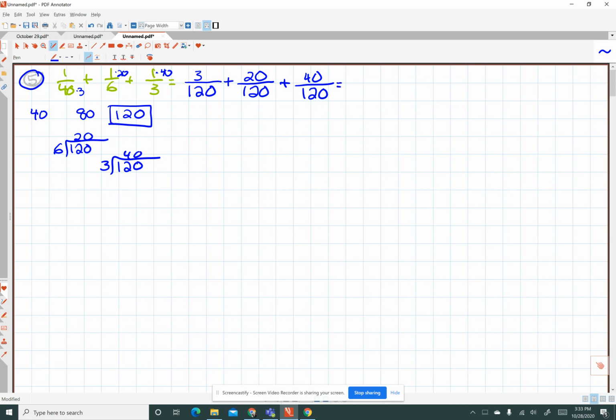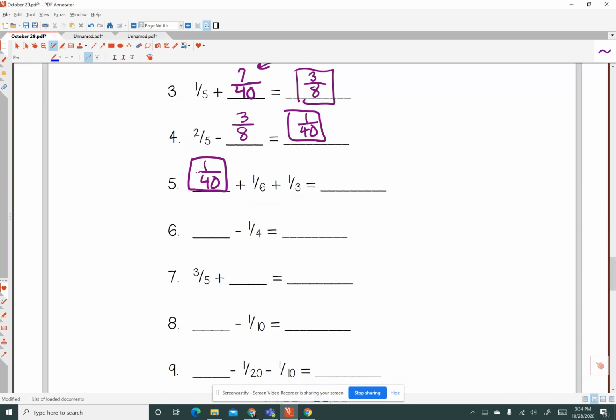Now, we add that all together. 40 plus 20 is 60, plus 3 is 63, 120ths. And I know we could divide both of those numbers by 3. 63 divided by 3 is 21. 120 divided by 3 is 40, and that's a final answer. That was a heavy hitter for you guys. So 21 over 40.